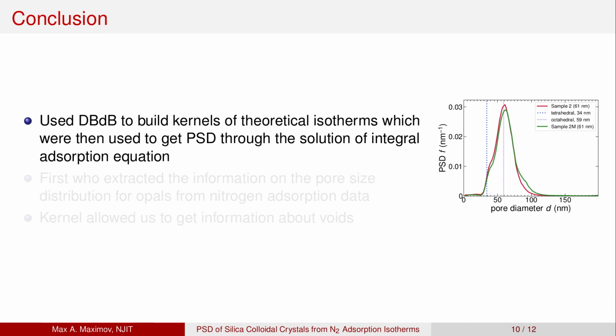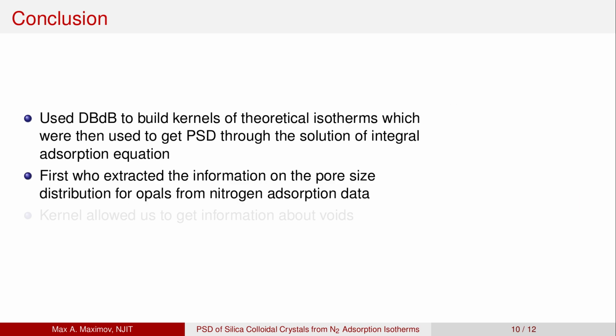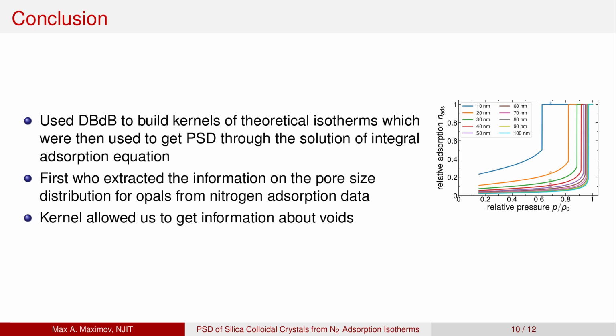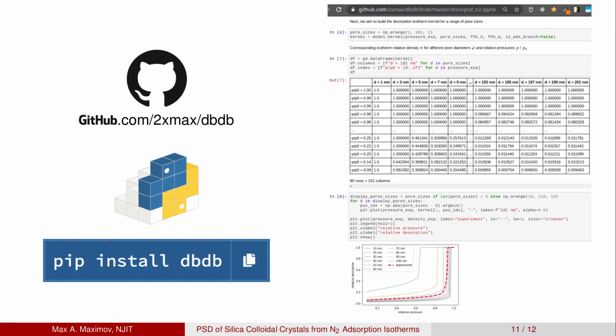And here we go to the conclusion. First, we used Dirac theory and solved the adsorption integral equation to get the kernels and made them publicly available. Second, we are the first who extracted the pore size distribution from this type of material. Third, our approach allowed us to get the information about octahedral and tetrahedral voids in comparison to single mode solution.